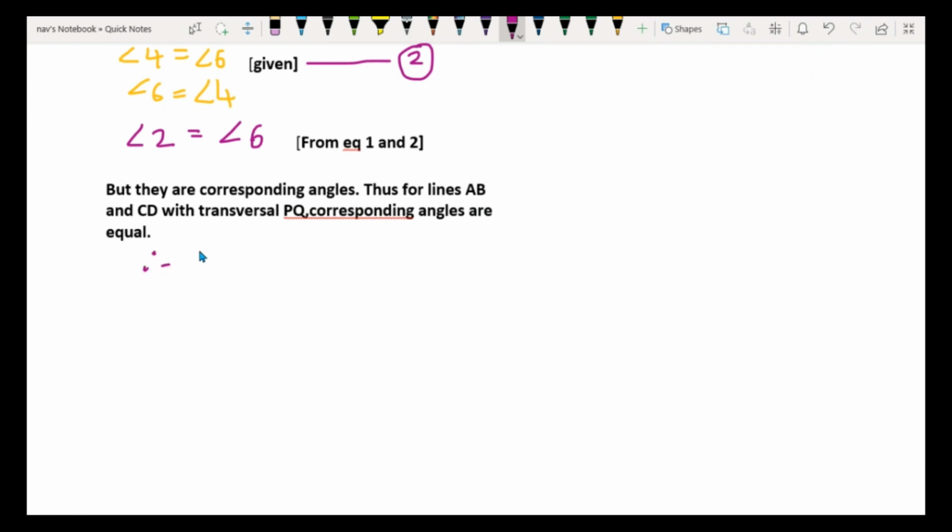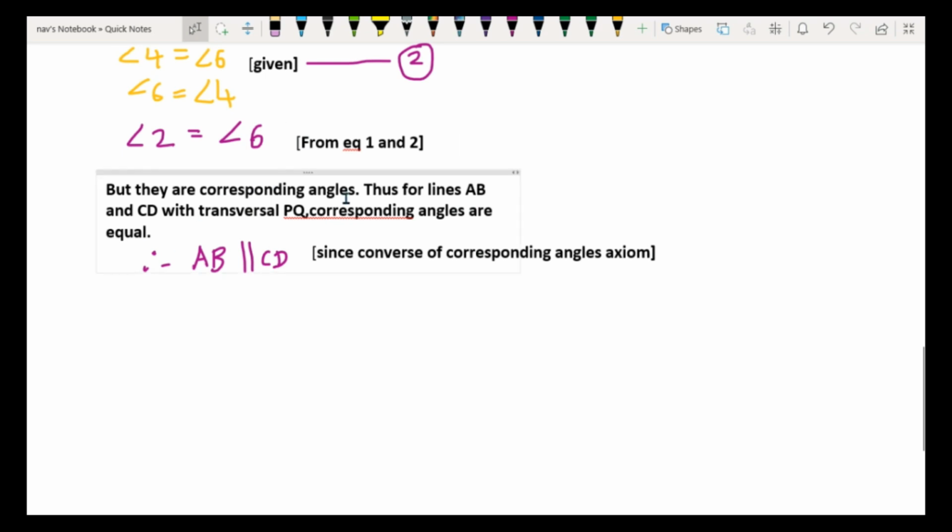Therefore, line AB will be parallel to line CD. What's the reason? We have to write the reason. Hence we proved the theorem. So we will write hence proved.